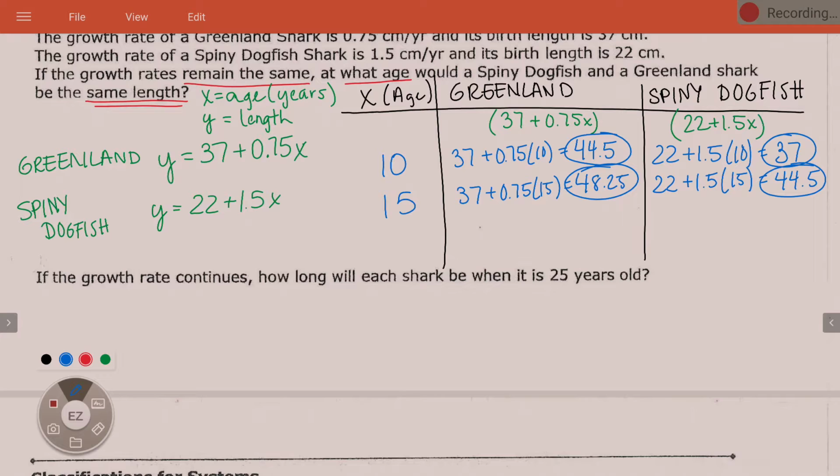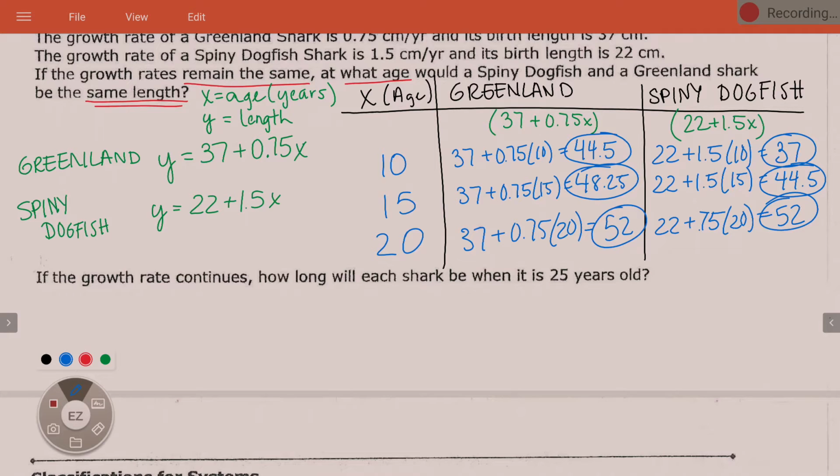Okay, so keep guessing, right? What's another really good guess? 20 is a really good guess. So 37 plus 0.75 times 20, and I'm going to be at 52. And 22 plus 1.5 times 20, and I'm going to be at 52. What did we just discover? The correct answer. At what age? 20. 20 years.